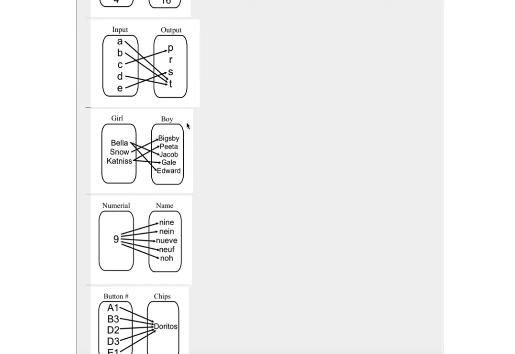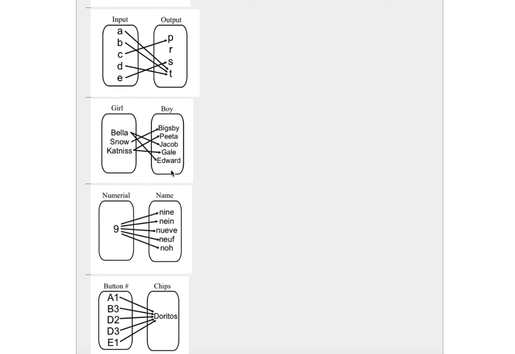Down here, though, where we have, I think this is maybe people, girls and who they have dated, I'm guessing. So we have Bella. And so who has Bella dated would be the question, and in this case, Jacob and Edward. So there are two answers to that input, so that is not a function. Likewise, Katniss, Gail, and Peta. So who has Katniss dated? These two people. So there's two answers to that question, not a function.